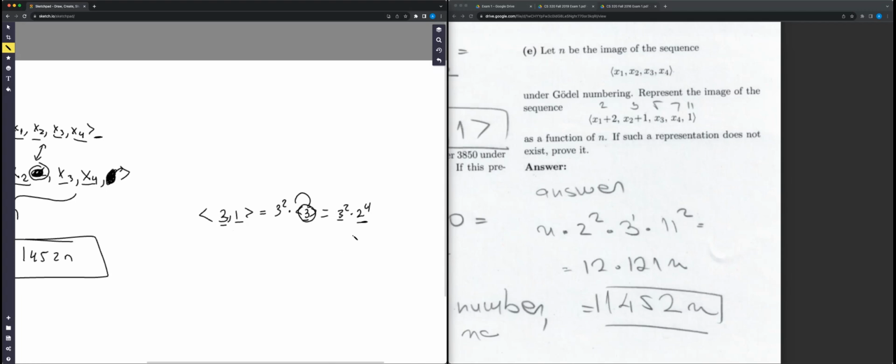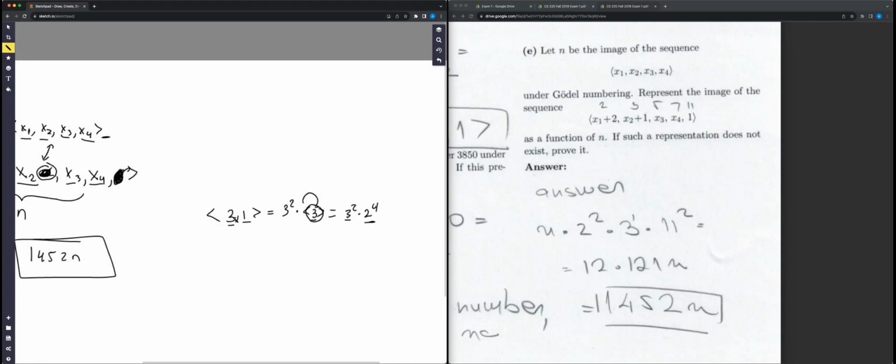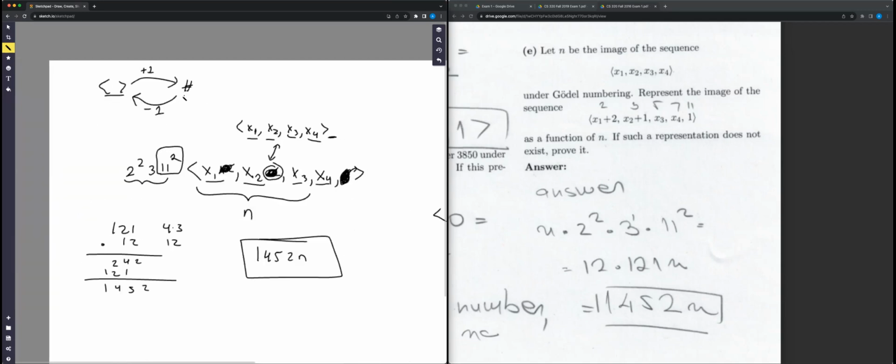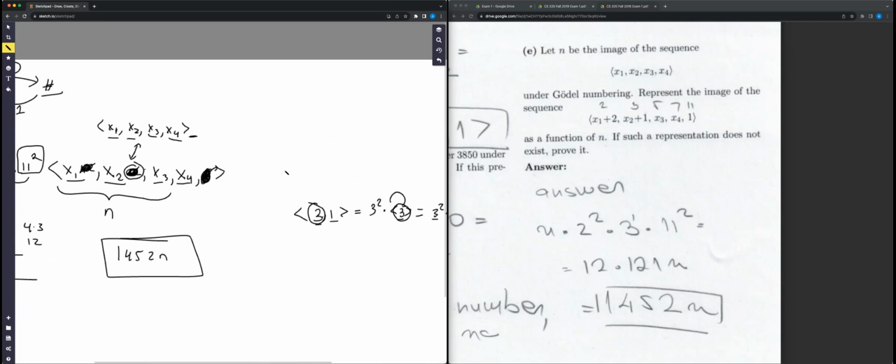Switch over first. Should it be 2 to the upper 2? Or is it 2 to... Shouldn't this be 2 to the 2, right? But there's a 3 here. When I'm going from sequence to number, I add 1. Oh, okay, got it. Cool.